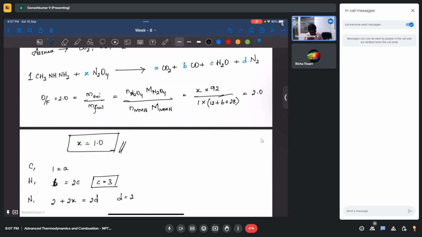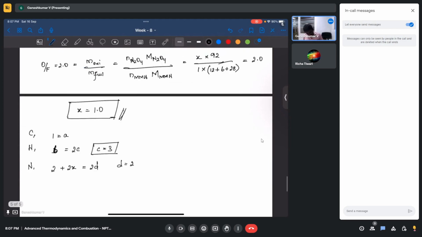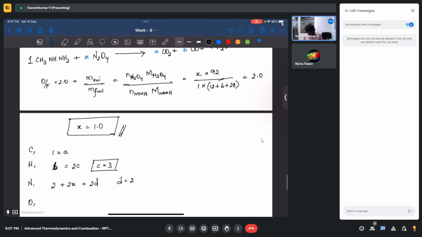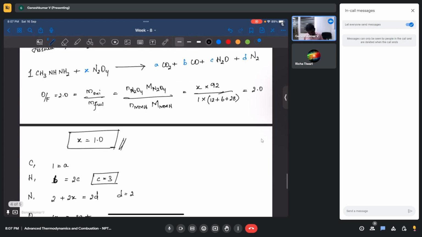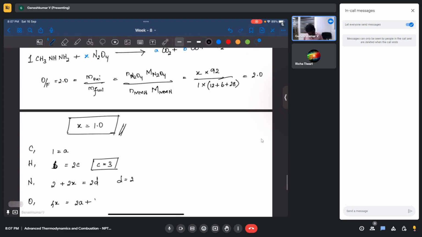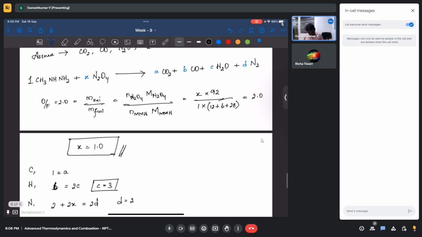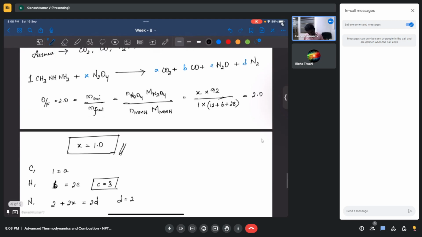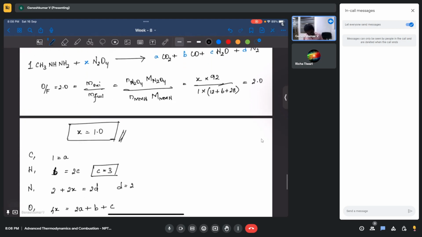Plus 1, 1 x plus 1 is 2. Okay. And oxygen, what would oxygen give? Oxygen balance would be: we have 4 times x in the oxidizer, it's going to be 2 times a in the carbon and 1 times b, and then c. One more thing. So when we did carbon balance, we said a is equal to 1, but actually there are 2 carbons, right?